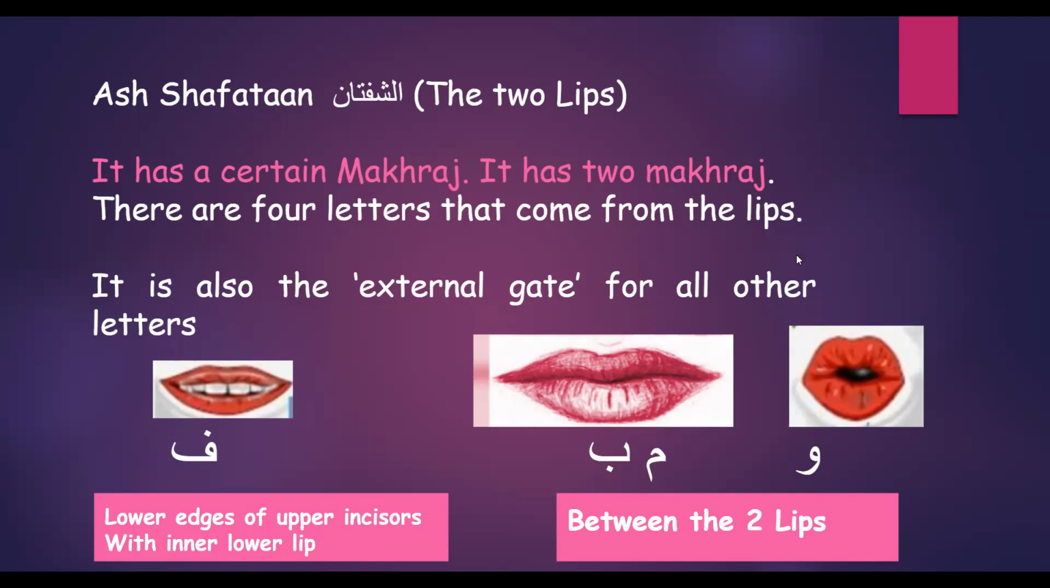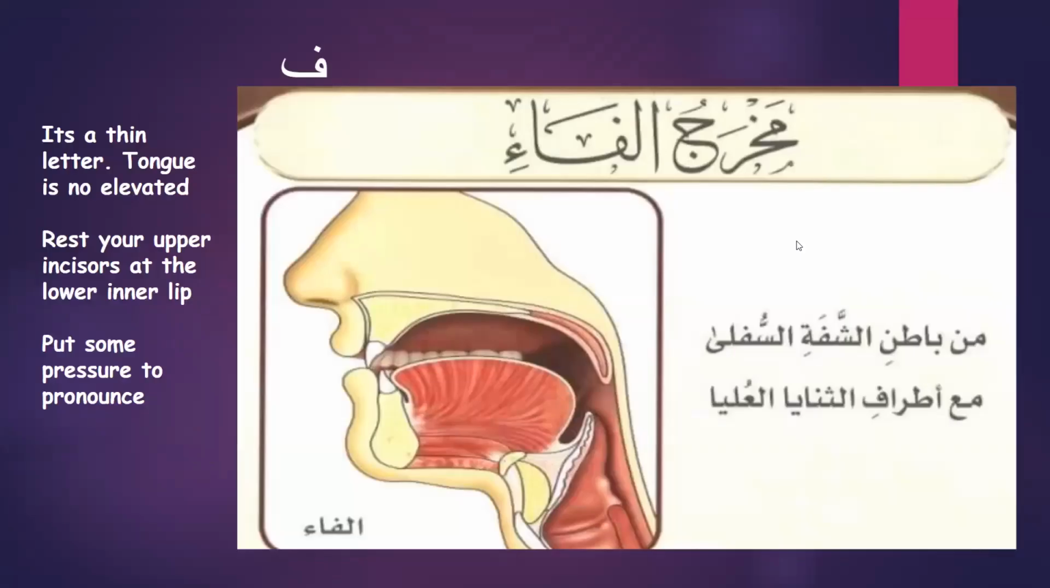Now let's look into the letters individually. We have the letter fa, and it's a thin letter. This is a letter that has a tarqiq. We can see the mechanism for the letter fa. The tongue is relaxed and there is no elevation at the back of the tongue. The throat is not narrowed. The tongue is not curved from the middle. So these are the signs.